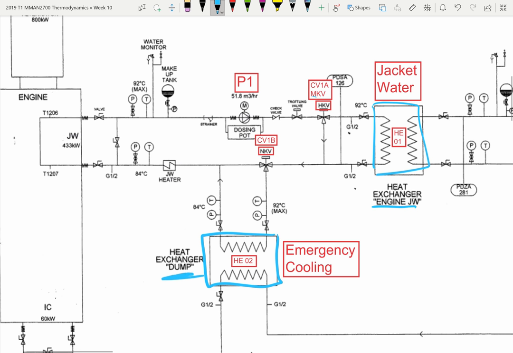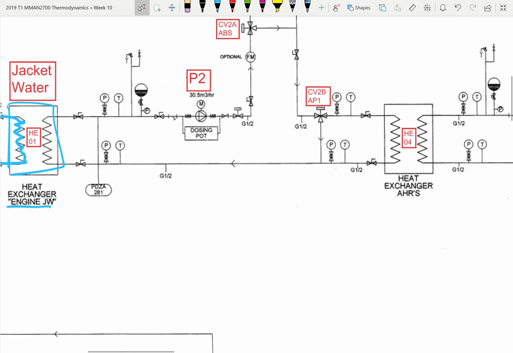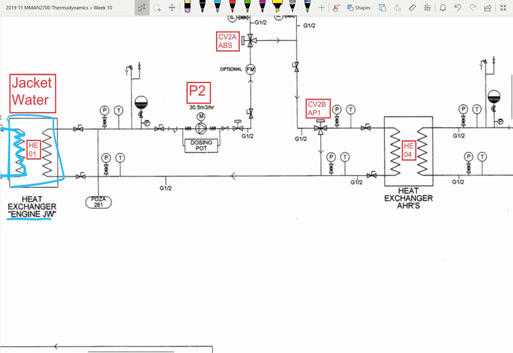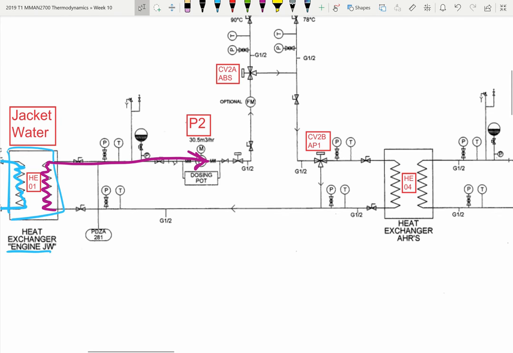All right, so under normal operating conditions, we'll be taking our energy from our engine into HE01, coming back to the engine. And that is our first circuit. Now let's come across to our second circuit and see what's going on here. So now we're taking thermal energy from HE01 and we're coming across, we've got our pump here. So this pump is giving us flow of our water.